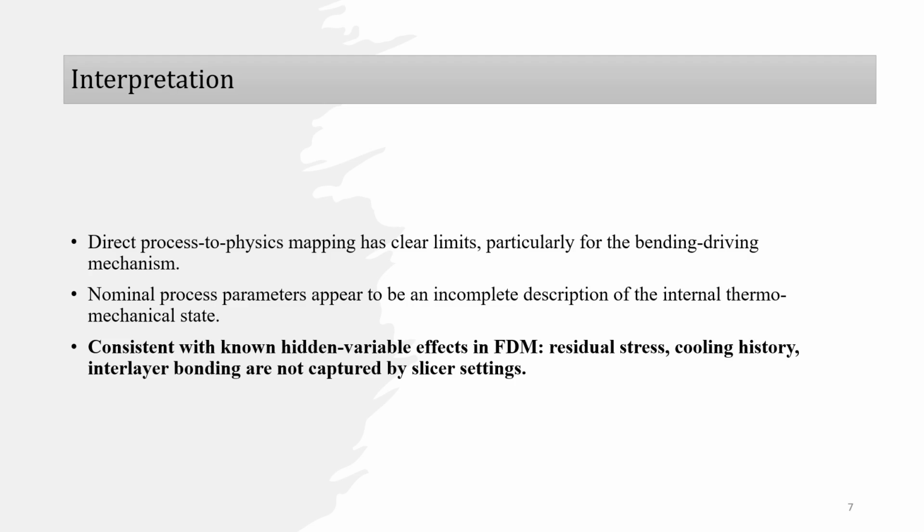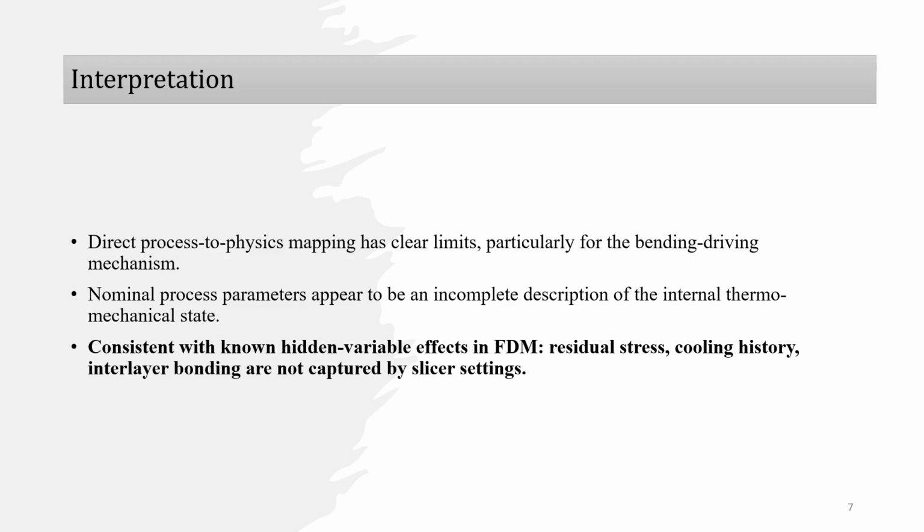The interpretation is that direct process to physics mapping has clear limits. The machine learning models can identify a partial relationship between the nominal process parameters and the mean effective expansion. However, the same parameters are not sufficient to reliably predict the differential expansion that governs bending.